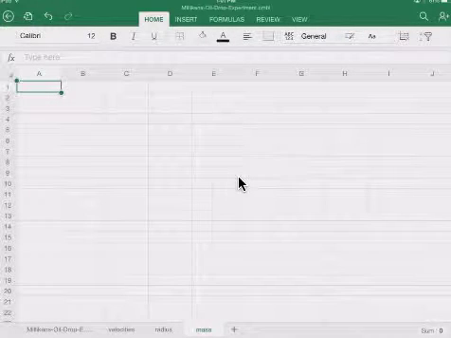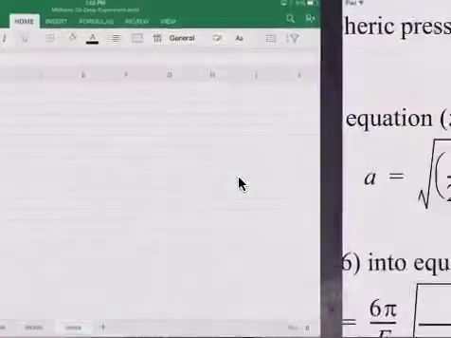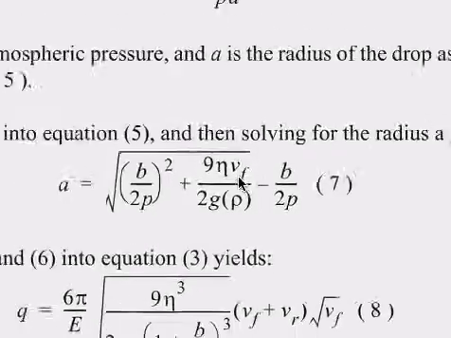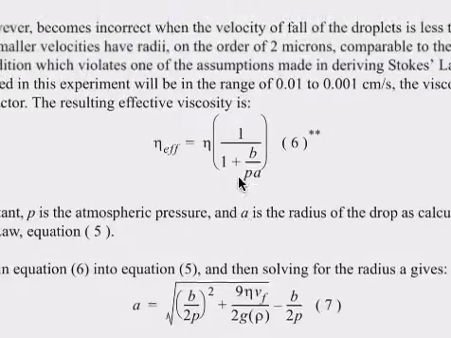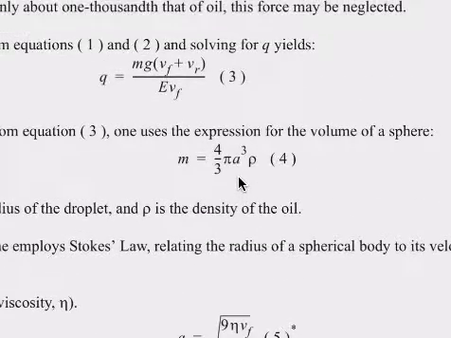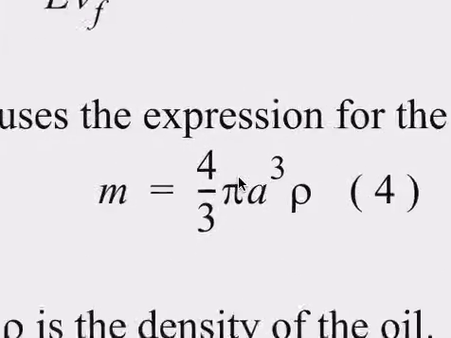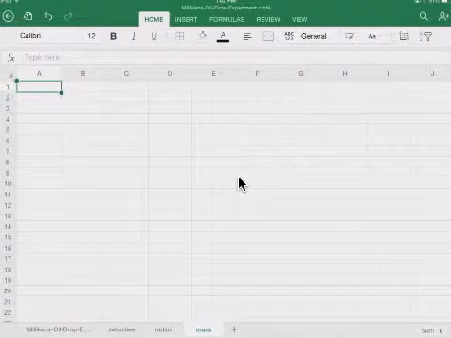So we want to calculate our mass now that we have our radius. Let's look at the equation here for our mass. We calculated the radius with equation number 7. If we go back up here, you'll see that the mass is just going to be 4/3 pi a cubed rho, and our a is just our radius. So that's what we're going to use.